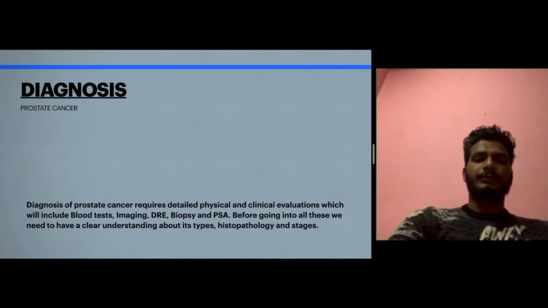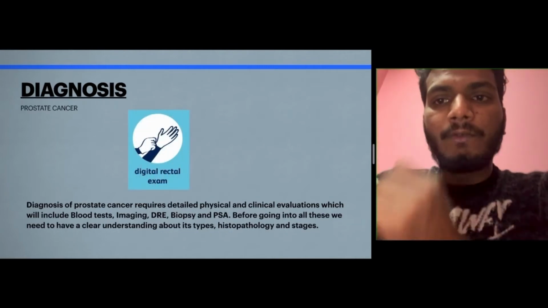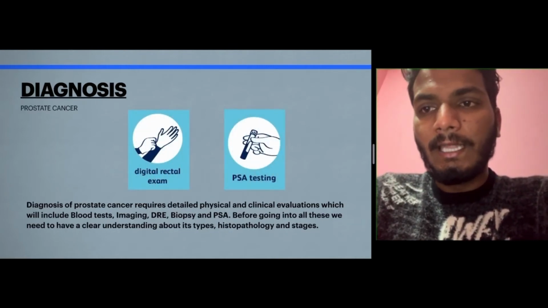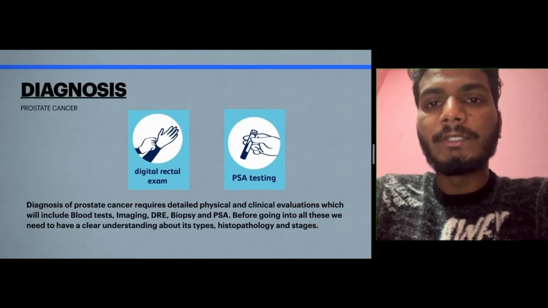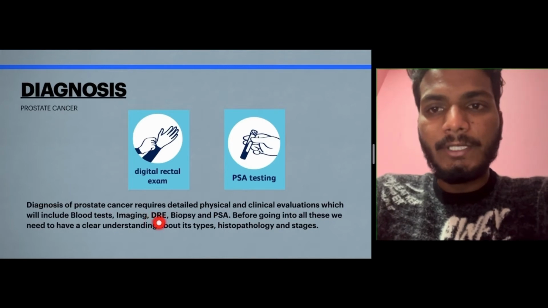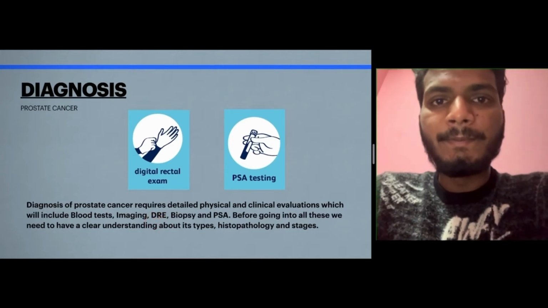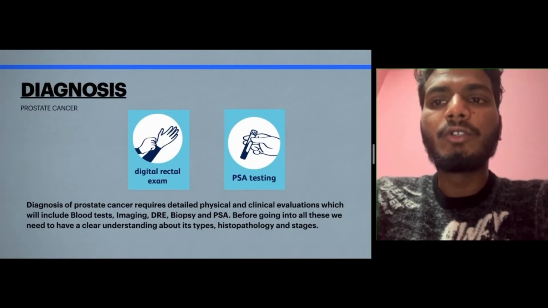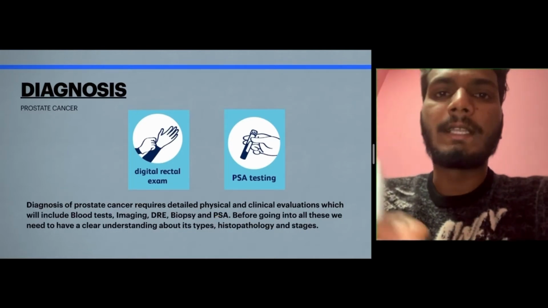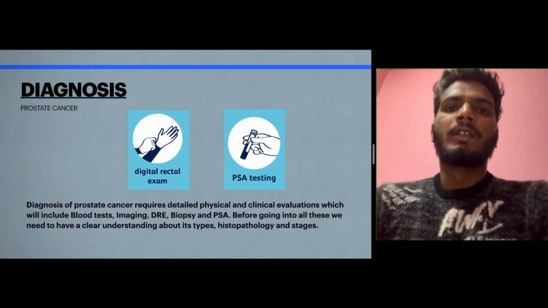Then diagnosis. So diagnosis of prostate cancer requires detailed physical and clinical evaluation, which will include blood test, imaging, digital rectal examination, biopsy, and prostate specific antigen tests. Before going to those, we will take a look at its classification, staging, and histology.